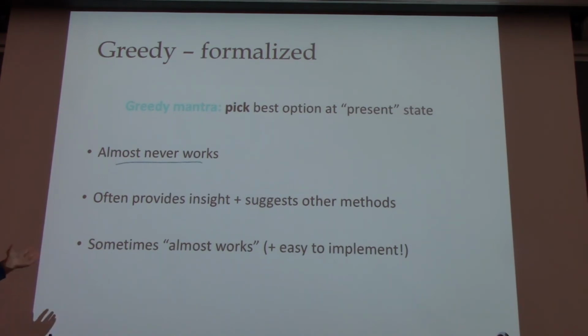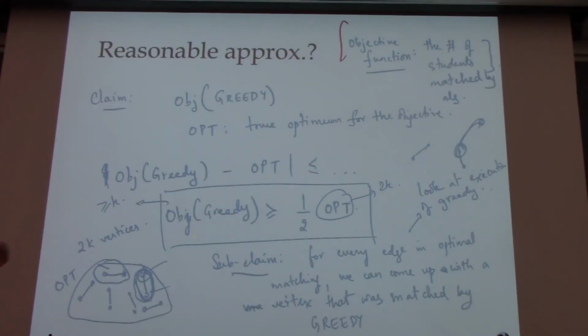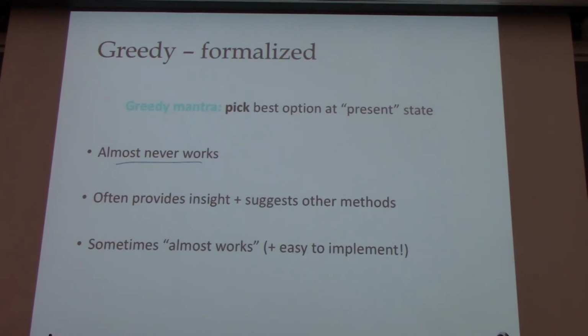And sometimes it almost works. We've seen one example of this, the matching one, where it's two-factor away, so it kind of works. And it's very easy to implement. If you see the other algorithm for matching, you'll see why this is probably what you might want to do if your application is not very serious. Okay, so any questions roughly about greedy?